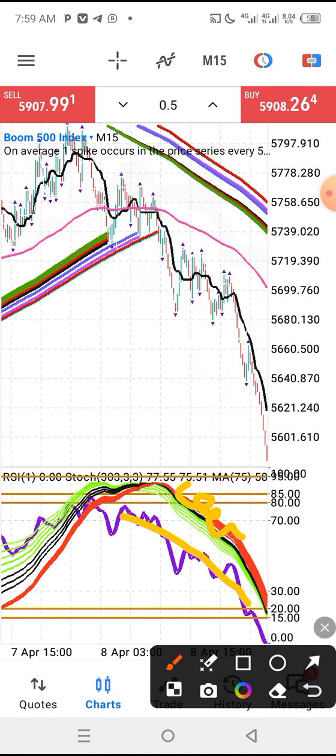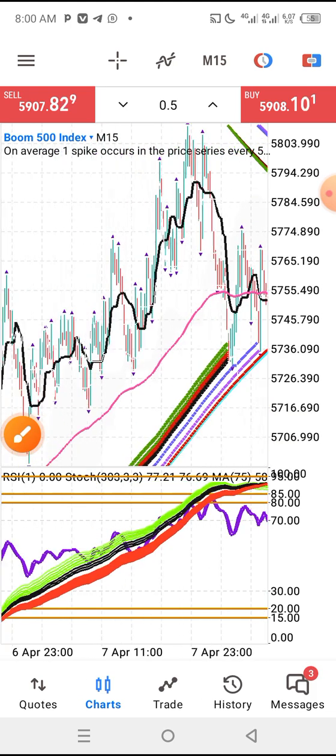So once this one gets to 20, which is around this place, you move out of the market. You move out of the market. I hope you are listening. All right, let's check another scenario for sell.